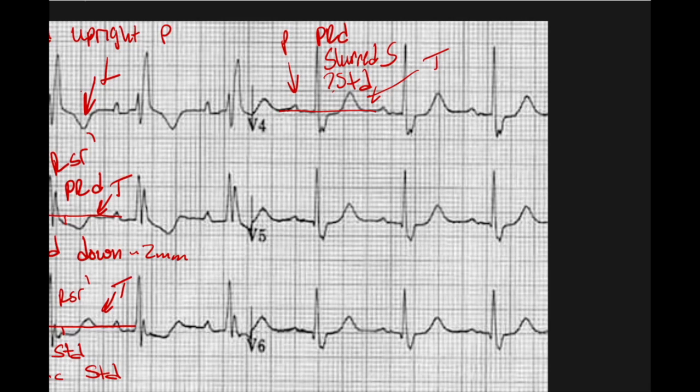Moving on to V5, we have that positive P wave, we have that little Q wave, which should be present in V5. We have this RS complex with a little bit of S wave slurring. Both our PR depression and our ST depression have seemed to alleviate. And we have an upright T wave.